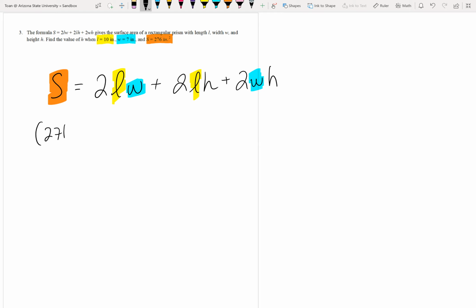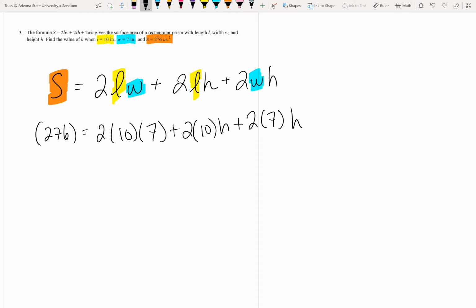So 276 equals 2 times L, which was 10, times W, which was 7, plus 2 times L, or no, L was 10, plus 2 times W, which was 7. Notice I left the H's as variables because they did not give me any H's, so just keep them as variables. And as a matter of fact, that's what the question is asking us to find. It's asking us to find the value of H.